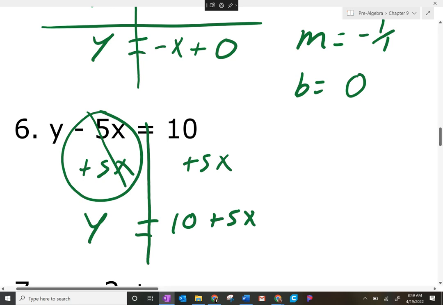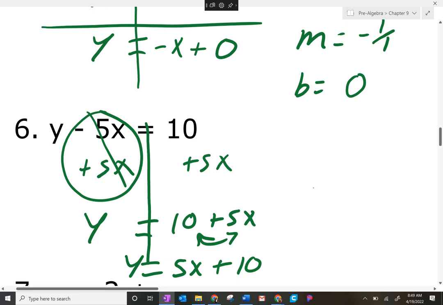Put these in a different order. Why are you putting them in a different order? Because the letter should be in front, right? That's how math works. I really like that answer. So I'm just going to switch these around. I still have y equals. It was a positive 5x before, so I'm still going to have a positive 5x. This was a positive 10 before, now I have a positive 10. Is it in the format you want?